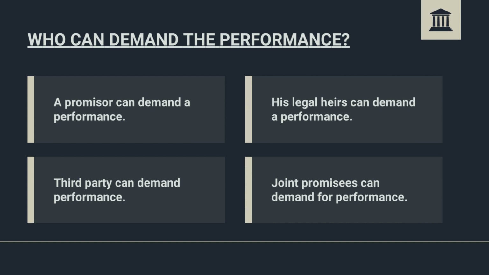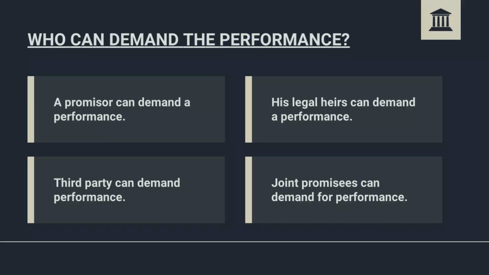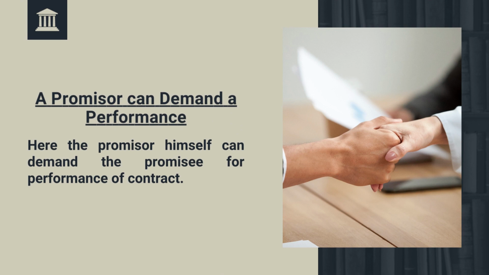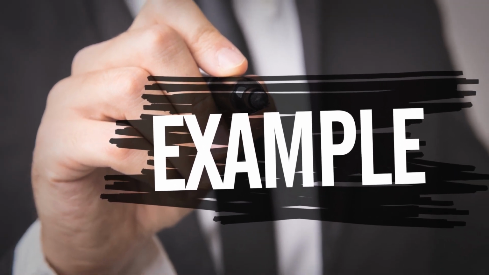A promisee can demand a performance. His legal representatives can demand a performance. The third party can demand a performance, and joint promisees can demand performance. Now the promisee can demand performance. Now I will take the same example of Mr. Ram and Mr. Shyam with a different issue.